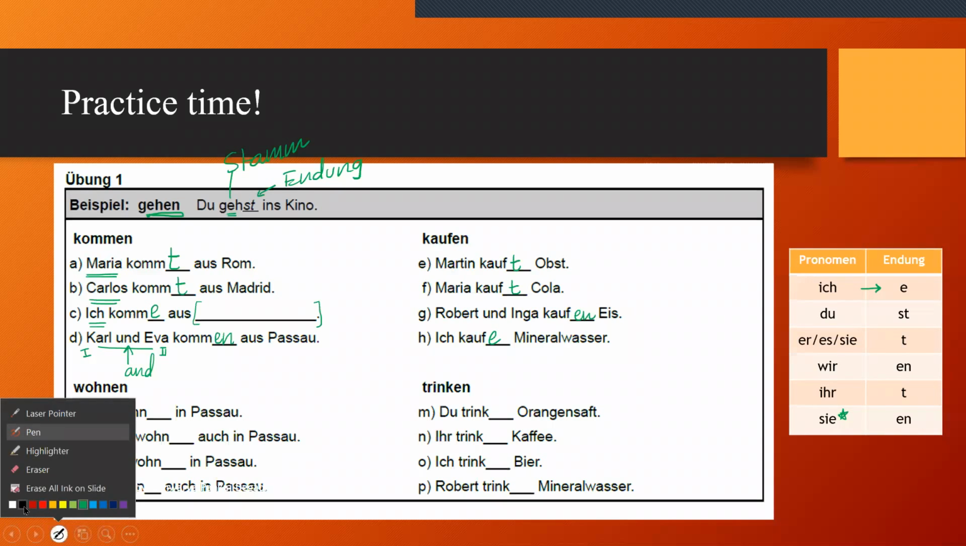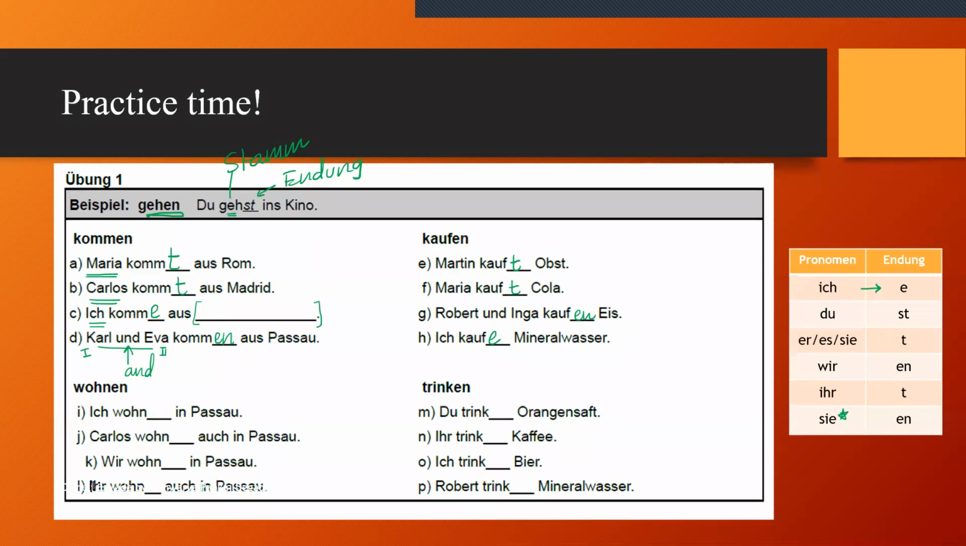Okay, then continue. Ma'am, in the first one, it is E. That is correct. Ma'am, in the second, it is T. Perfect. Ma'am, in the third, it is En. Correct. And then the last four sentences.